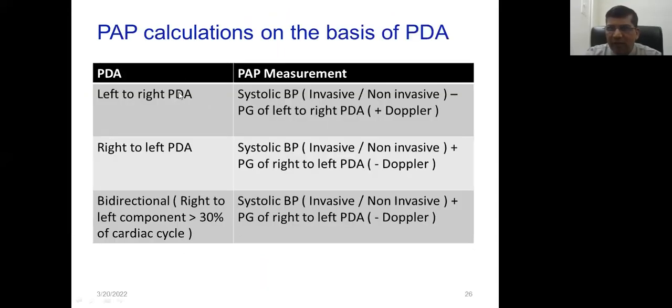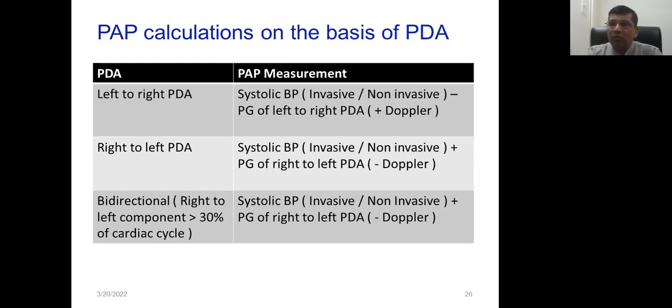So this is the chart which is very important. When you see only left to right PDA, that means your systemic pressures are above your pulmonary. When you are talking about right to left, your pulmonary pressures are above this one. So what you do is the systolic blood pressure plus the pressure gradient of right to left PDA. That is what we measure. In cases of bidirectional also, the systolic blood pressure, invasive or non-invasive, and you add the pressure gradient of right to left PDA. That's what I told you.